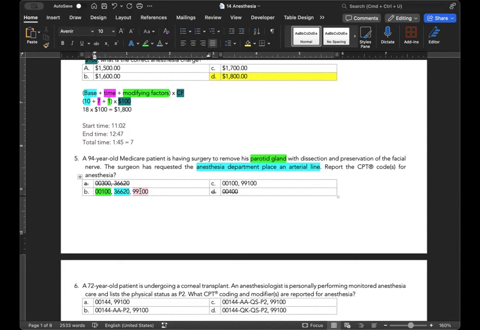And then our 99100 is going to end up being, just so that way we know what they are, the 99100 because they are 94 years old, and that's our qualifying circumstance that says anesthesia for a patient of extreme age, younger than 1 year and older than 70. Okay. Any questions on that part?